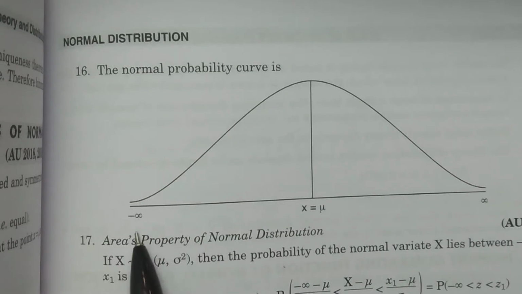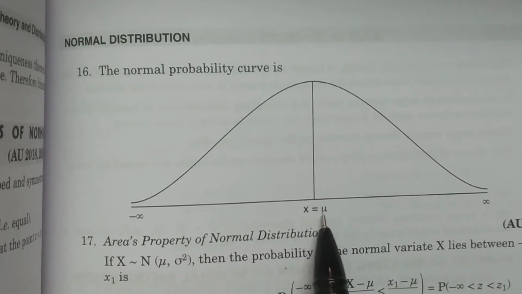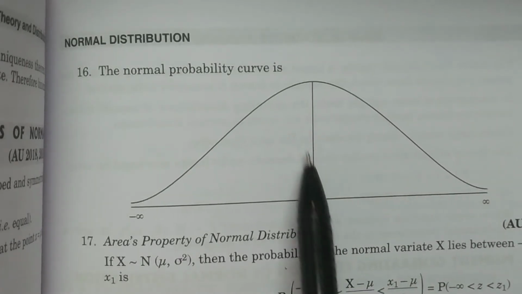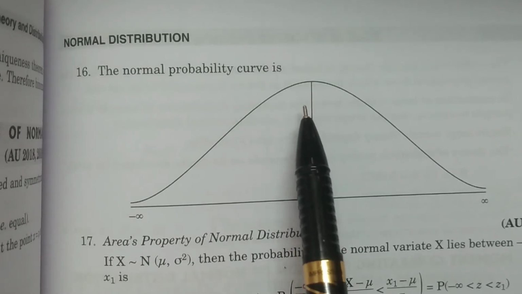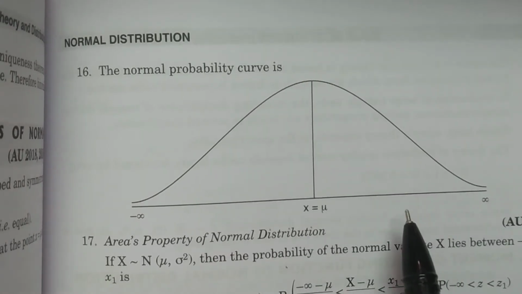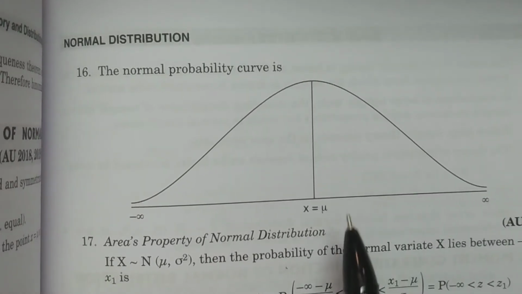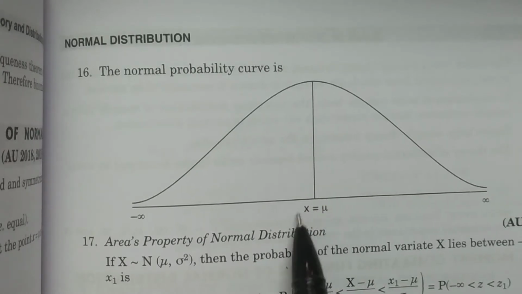For example, x values are from minus infinity to infinity. At x equal to mu, it is symmetrical. That is what is explained in the property. This shape is called bell shaped and symmetrical about the point x equal to mu.